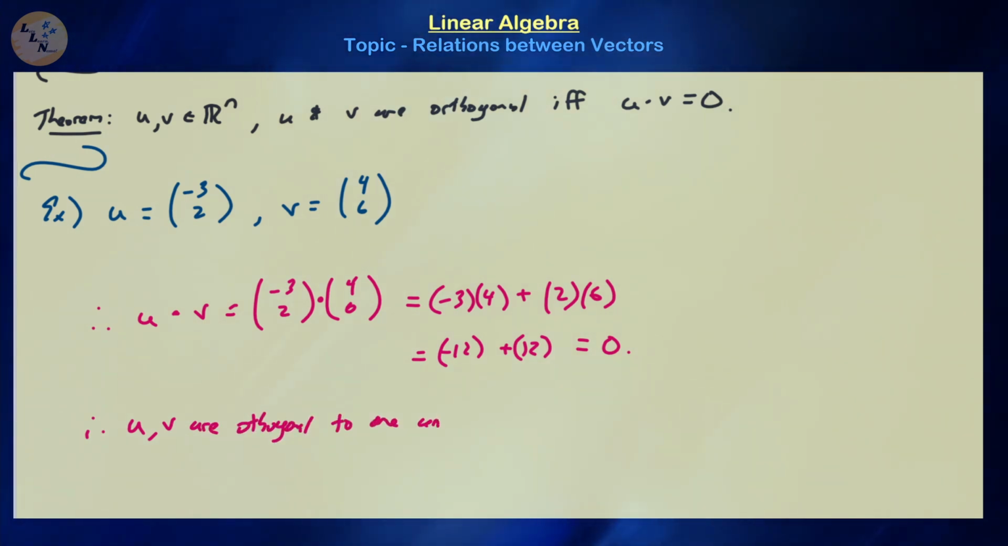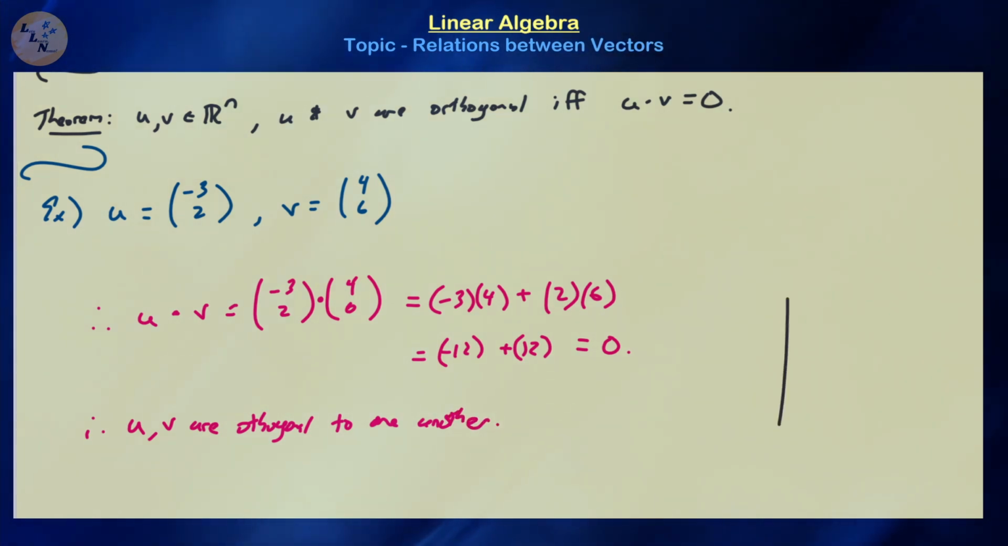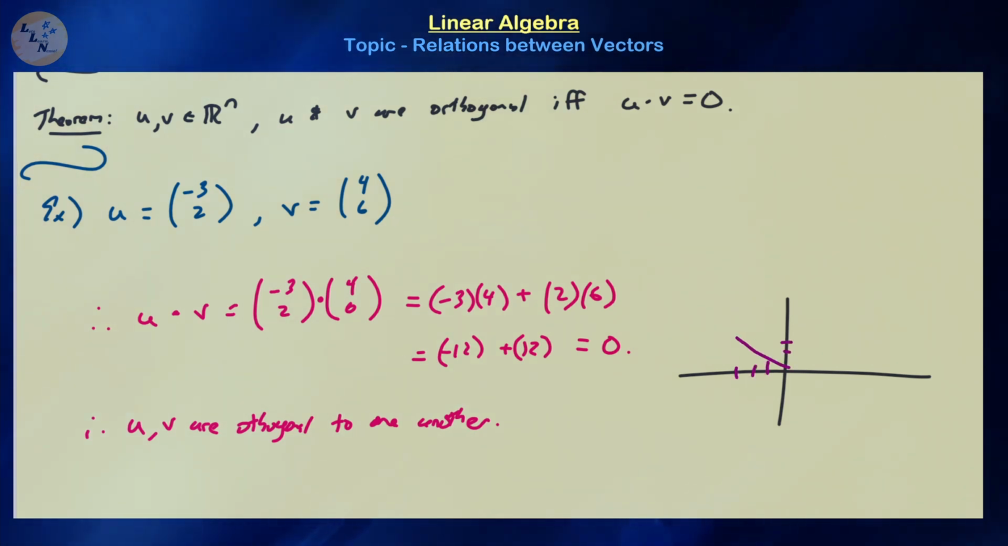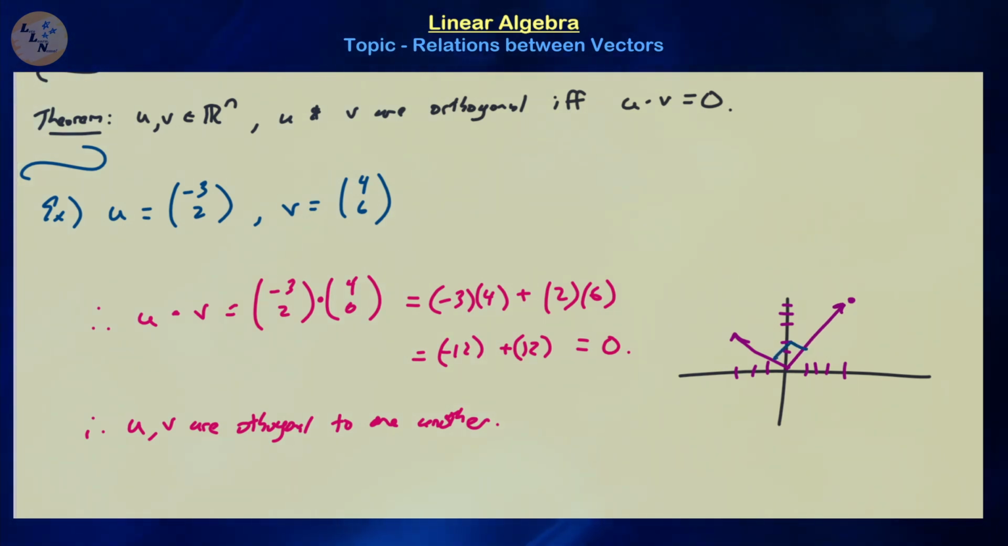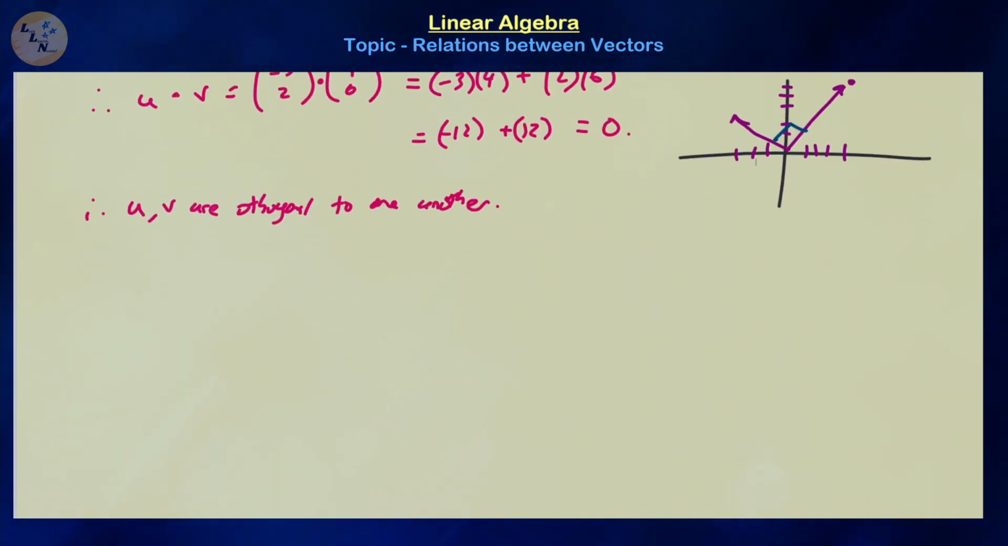to one another. If we take a look at the graph of these vectors, -3, 2 is going to be this vector here, and 4, 6 is going to be this vector here. If we look at the angle between them, that's actually a right angle. That's what we mean when we say these vectors are orthogonal to one another. So that's very basic. What are some of the consequences we get from that?